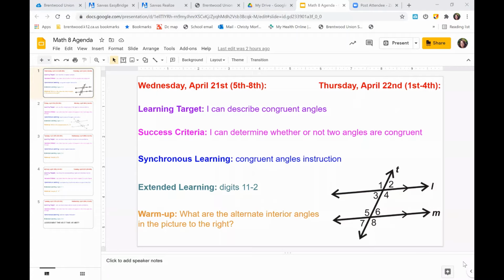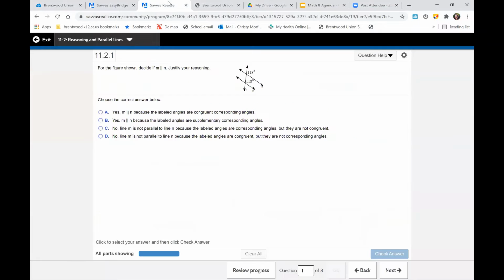So today we are continuing with what we learned yesterday about corresponding angles and alternate interior angles. There's just one new word today. It's congruent. I'll show you what that means in a little bit, but you're still dealing with the other kind of angles that you had yesterday. I'm going to show you how to do that by doing 3 problems in digits.